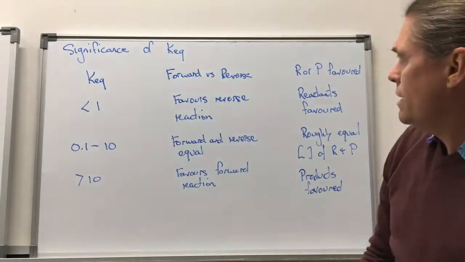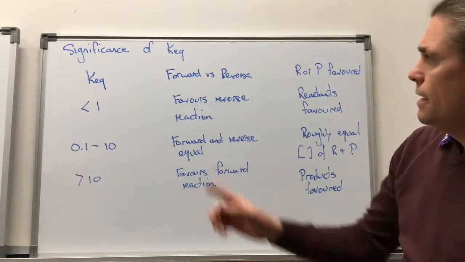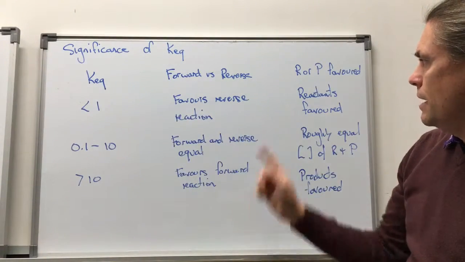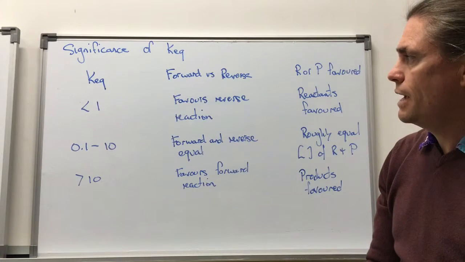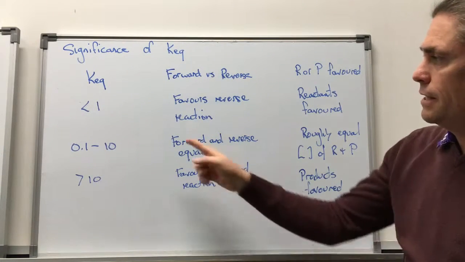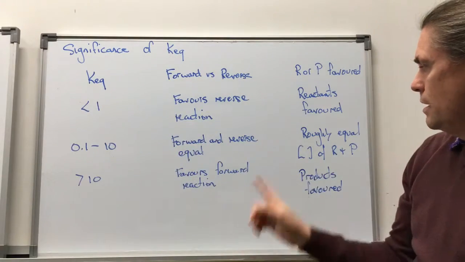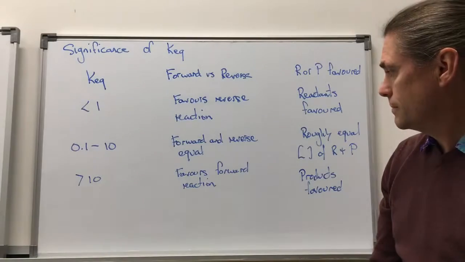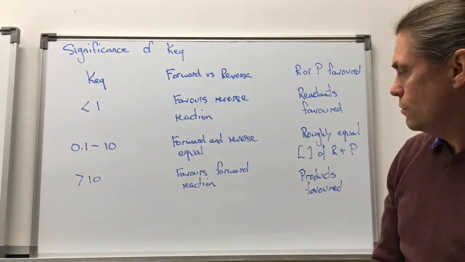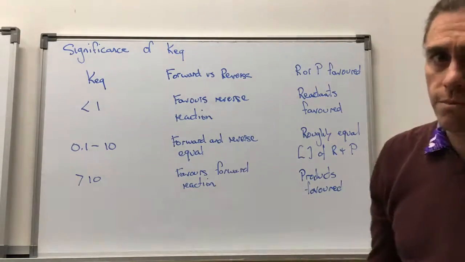So in terms of our reactants and products, if it's less than 1, our reactants are definitely favoured. So the reaction shifts to the left, reactants are favoured. If on the other hand we've got something close to 1, we get roughly equal concentrations of reactants and products. And if it's greater than 1, we get product formation favoured.